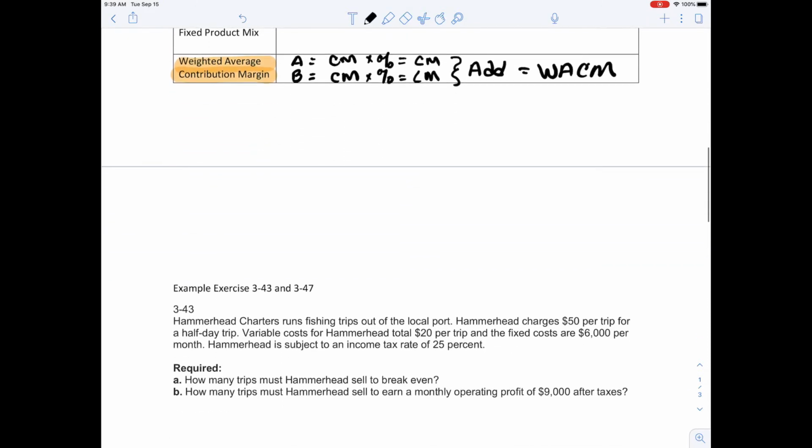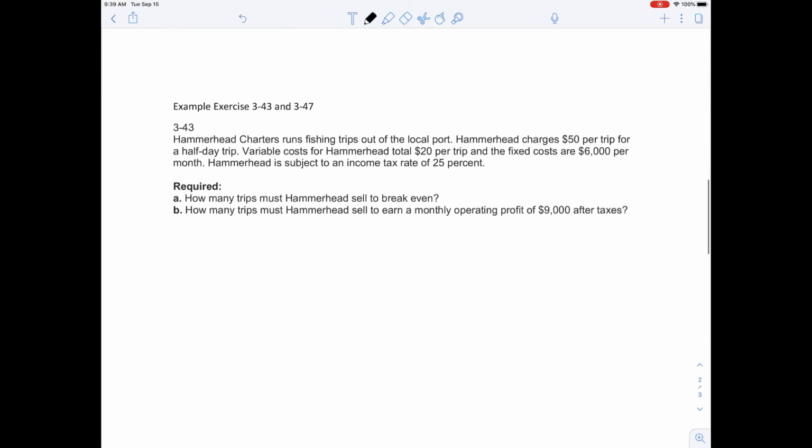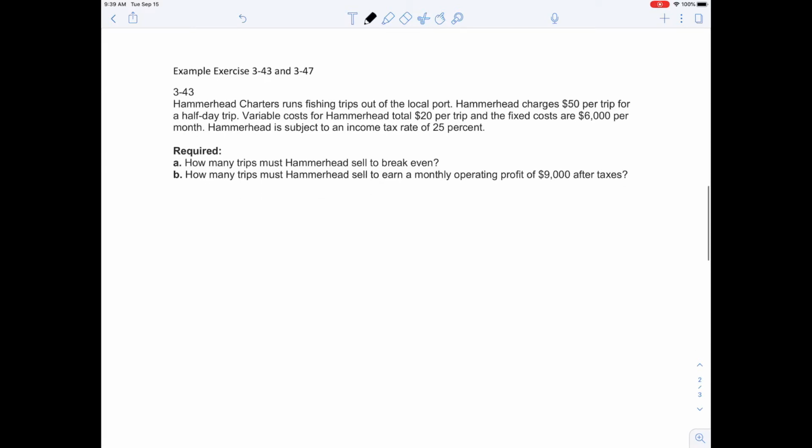So let's show you how that works. We'll come down here, we'll go through a couple of different examples to show you a little piece of each of these homework problems. So this first example is coming from your book, exercise 3-43, and they're going to be giving you a lot of information.